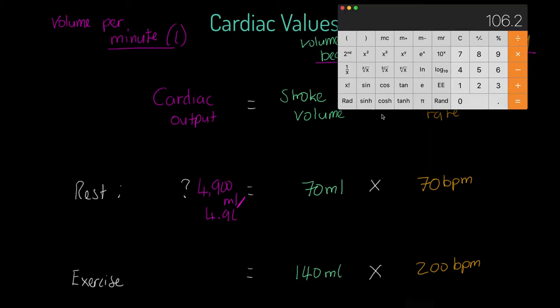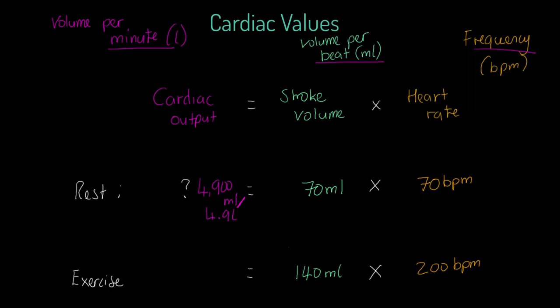Why not? I've got my calculator here. Let's clear this. Okay, we've got 140, that's our millilitres per contraction, and we're multiplying it by 200 beats per minute. What do we get? We get 28,000 millilitres. So if I go back to here, we're getting 28,000 millilitres, and we're going to convert that to 28 litres.